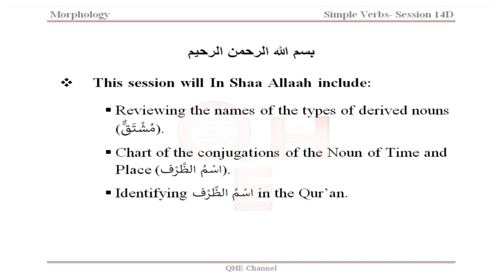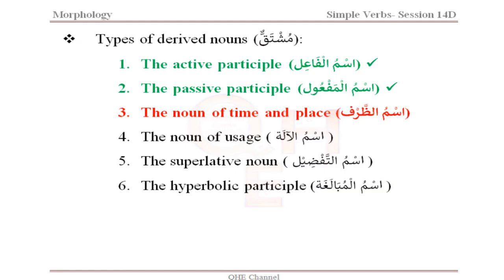Now let's learn about ismul zarf in general. Actually, before we do that, let's go over the list very quickly, inshallah. So this is a list of derived nouns, which are called mushtaq. These are all derived from masdar.